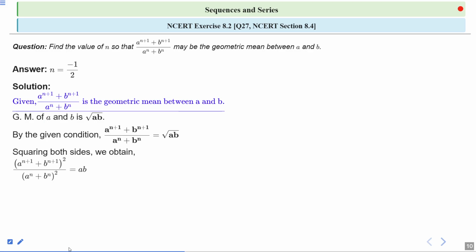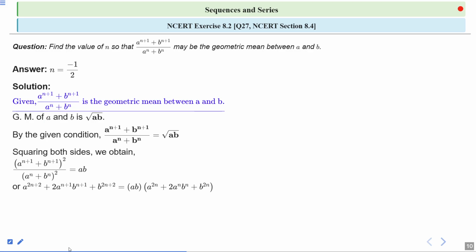(a^(n+1) + b^(n+1))² divided by (a^n + b^n)² is equal to ab. So if we square both sides of the above equation, then we obtain this equation: (a^(n+1) + b^(n+1))² divided by (a^n + b^n)² equals a times b.